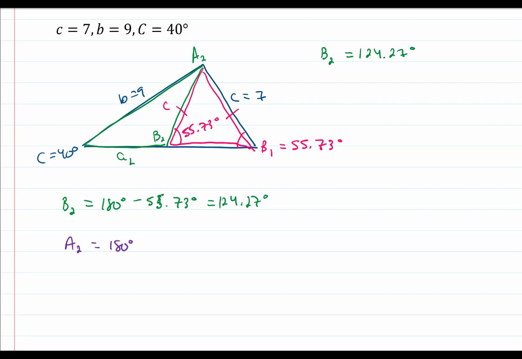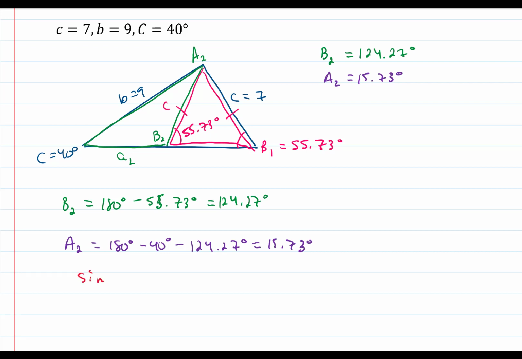I'm going to take 180 degrees minus the known angle of 40 degrees minus the angle we just found, which is 124.27 degrees. This gives us a difference of 15.73 degrees. So now we know angle A sub 2 is equal to 15.73 degrees. We now need to find side A sub 2. To do that, we will need to use the law of sines.